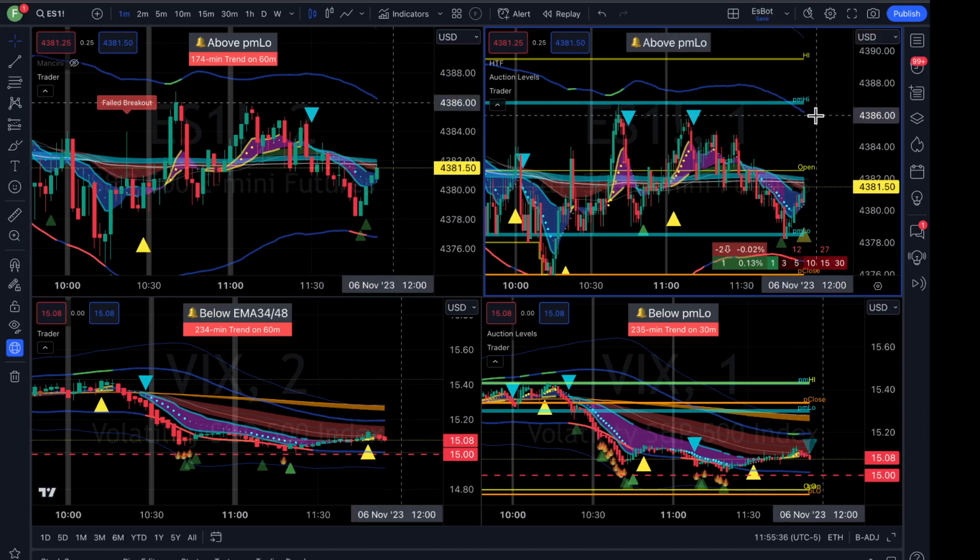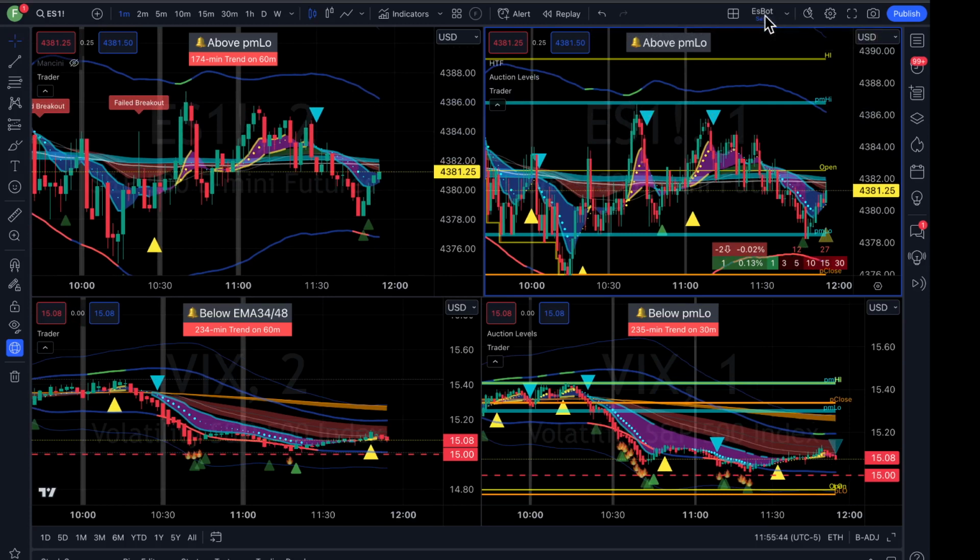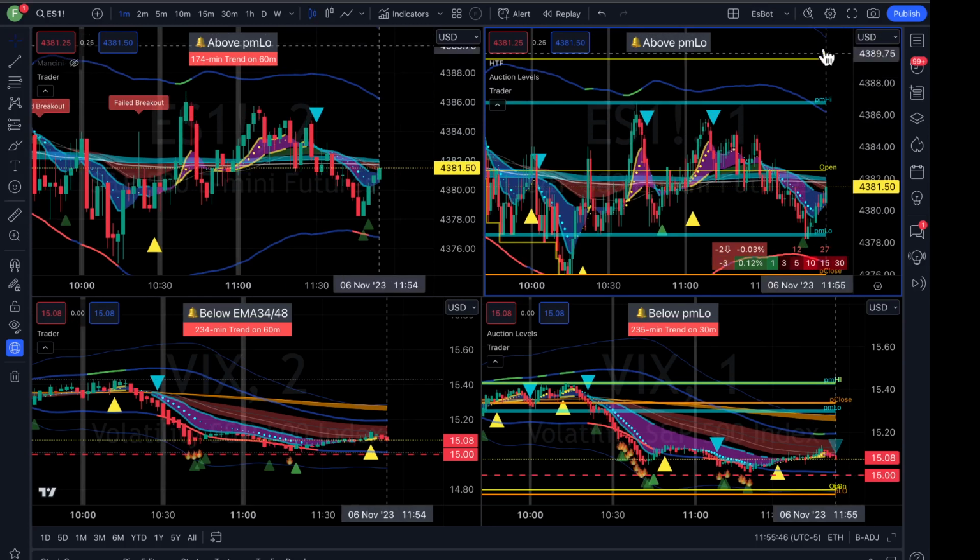But I think the trend indicator works much more accurately, I find. Yes, absolutely. It works really well.